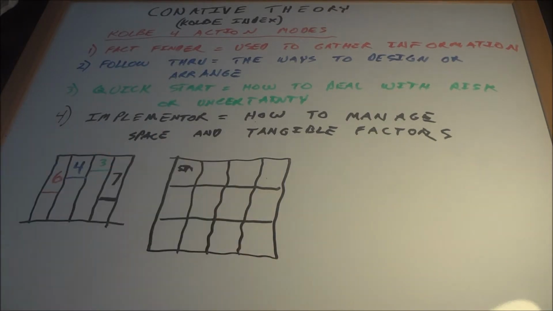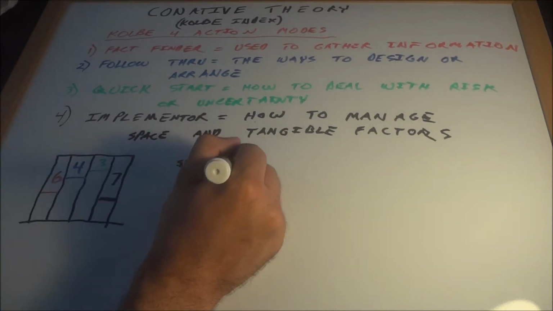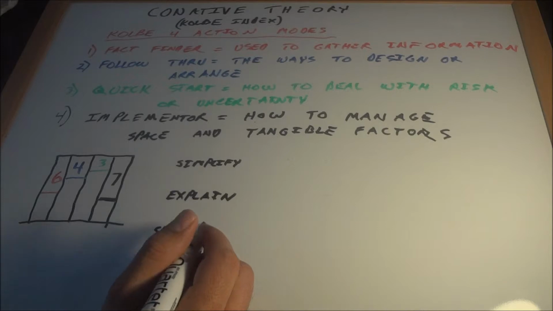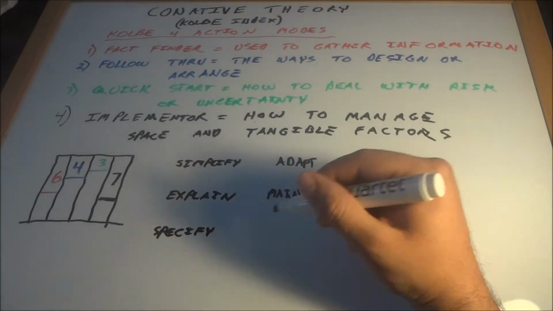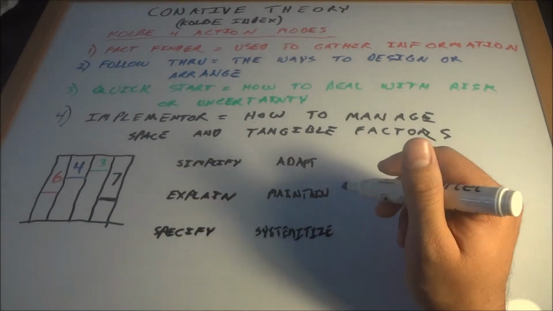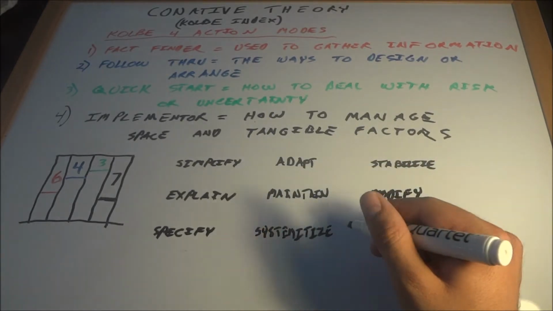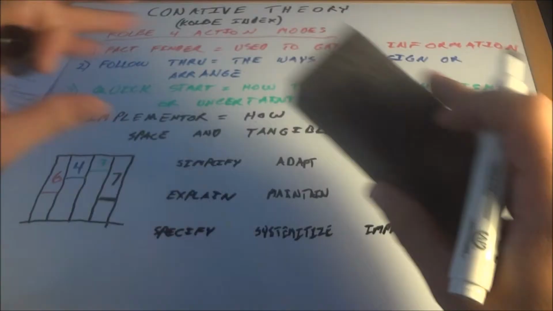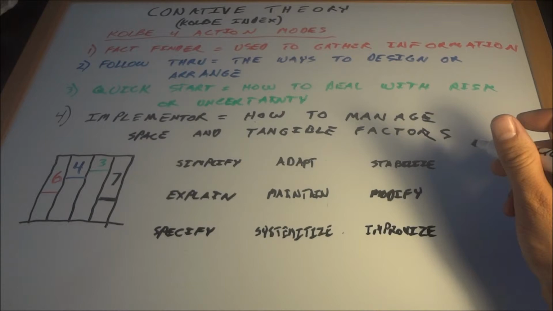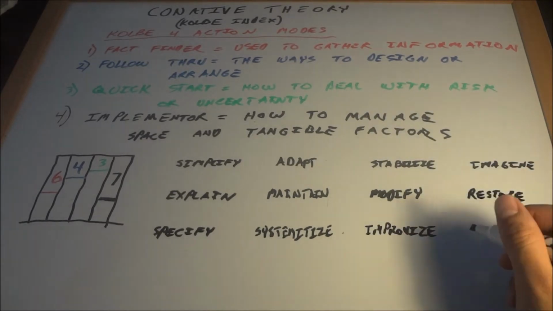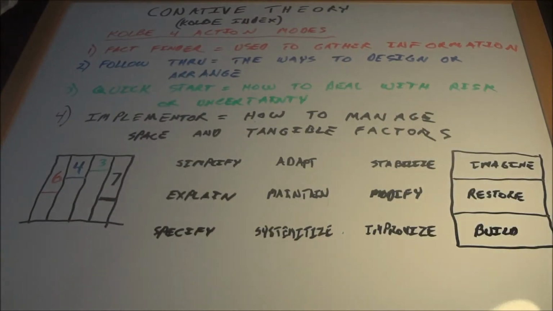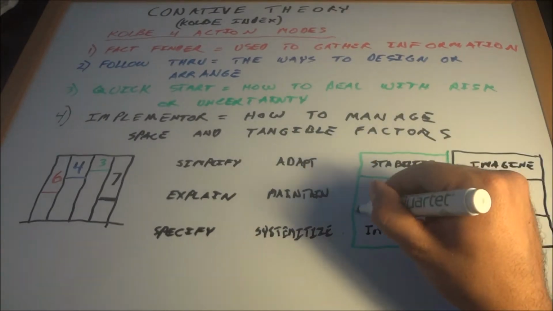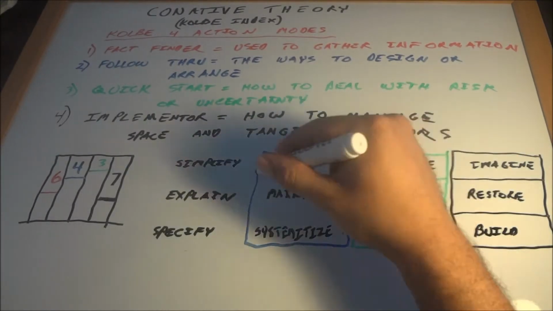that explains these numbers. The first section of the chart is simplify, explain, and specify. For the follow-through section, it is adapt, maintain, and systematize. For the quick start section of the chart, it is stabilize, modify, and improvise. For the implementer section, it is imagine, restore, or build.